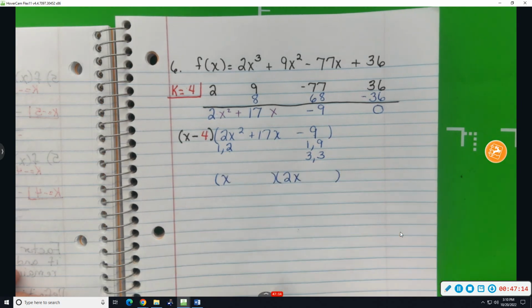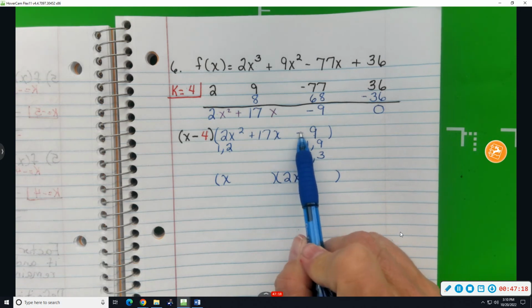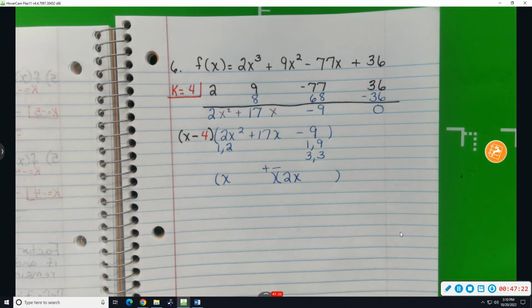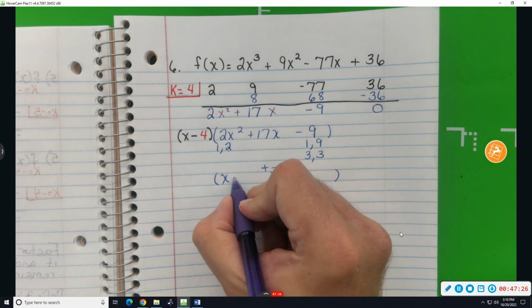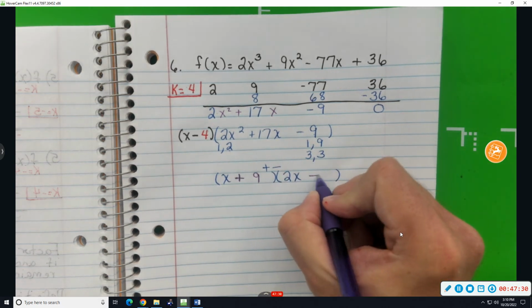Okay. Oh, by the way, the second sign here is minus. So that means there's a plus and a minus. It'll be x plus 9, 2x minus 1. Okay, let's see. A plus 9 and a minus 1?